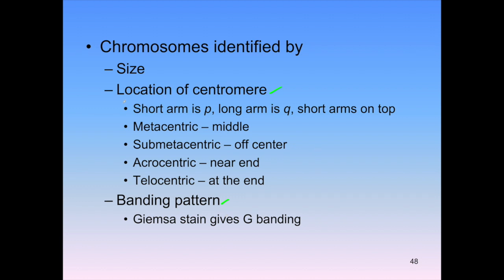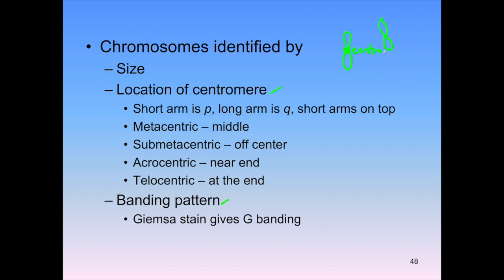Now, in terminology here, the location of a centromere. Remember, chromosomes kind of look like this when they're condensed. And they have this kind of knot in the middle. We call this the centromere. It's kind of like where the chromosome pinches.